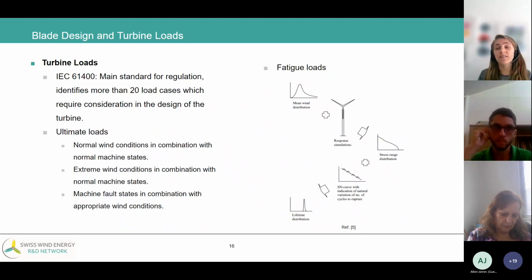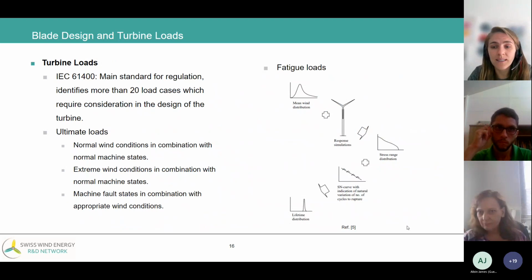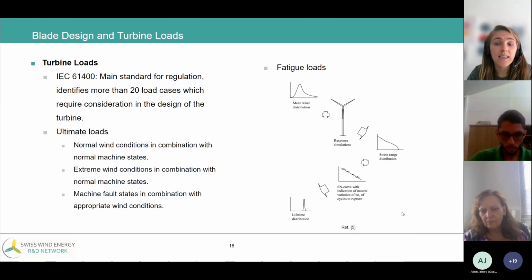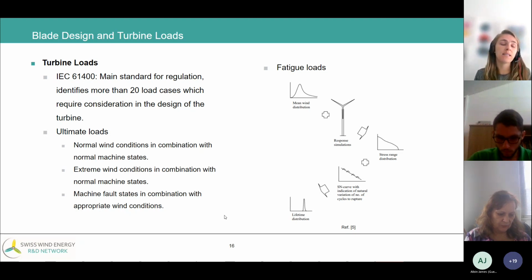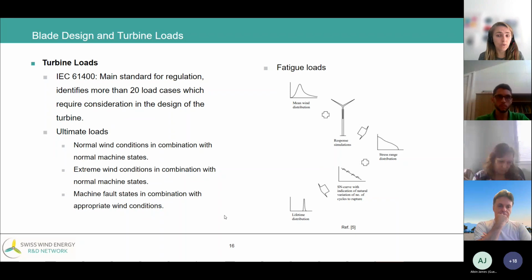I would like then to talk a bit about the turbine loads now, because the blade design and turbine loads are correlated. As I just said, once you are doing the blade design, you have to take into consideration the turbine loads, but not only the loads on the blade, and not only the loads on the normal operation of the turbine.